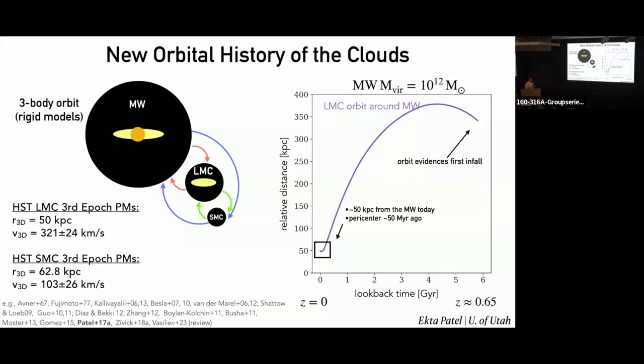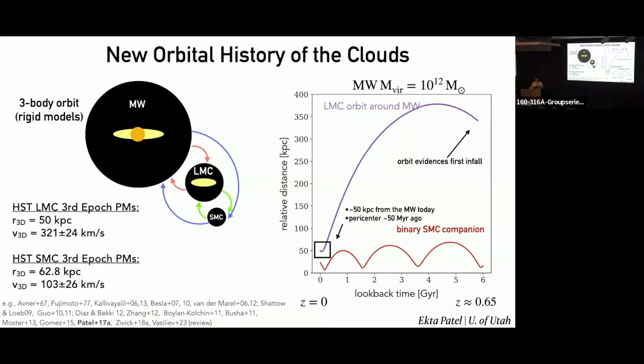Of course, we also know that the SMC is adding complexity to the situation. So we think the SMC's orbit is in a binary situation with the Large Magellanic Cloud, and perhaps in a situation where it's been a long-lived binary with the LMC as well.